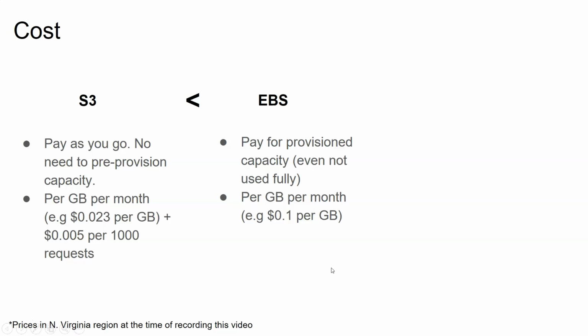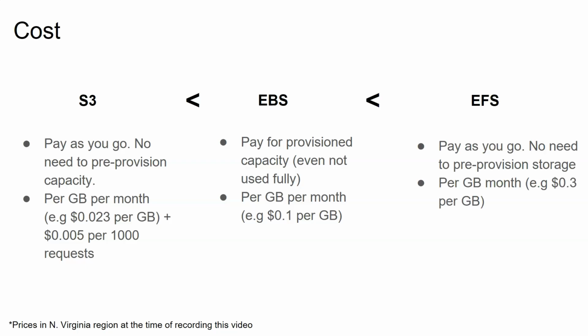And it is like $0.1 per GB per month for that EBS volume. Now EFS has the highest charge among the three. Again, it's pay as you go. It has characteristics similar to S3 and similar to EBS. It's somewhere in the middle with respect to characteristics, but cost-wise it is higher.